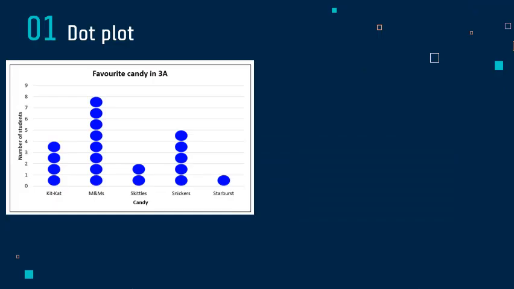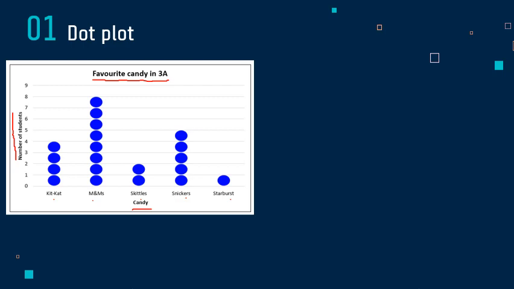Okay, let's look at dot plots first. So here I've got my title, which is favorite candy in 3A. A student or a teacher has surveyed the students in this class about their favorite candy. Now on my x-axis, I can see the candy options, Kit Kat, M&M's, Skittles, Snickers, and Starburst. And on my y-axis here, I've got number of students.